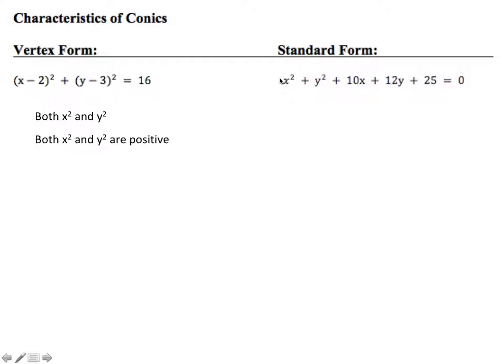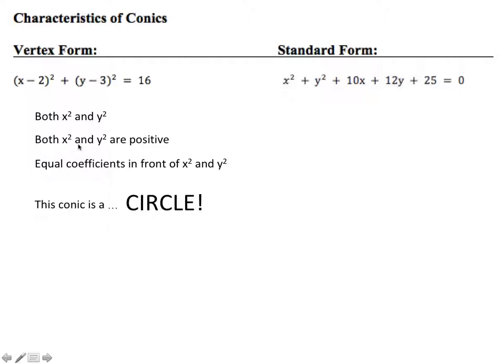And they're both positive. So it's positive x squared, positive y squared. When I FOIL these out, again, they would both be positive. And then we have equal coefficients. So in other words, there's a 1 here and a 1 here. They don't have to be 1. They could all be 4s or something like that, but the coefficients are equal. And so all those characteristics are telling us that this conic is a circle. You can really see it here with the center (2, 3) and the radius of 4.